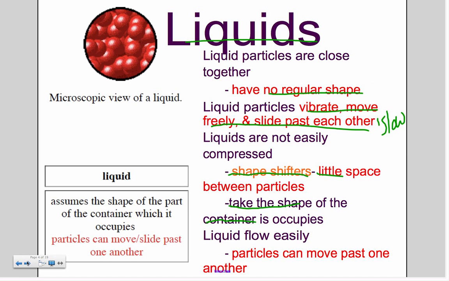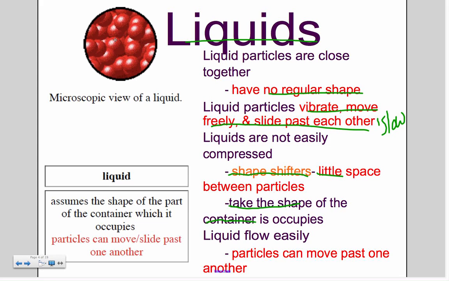All right, so liquids. The particles in liquids, if you notice in the picture, which we're drawing, are close together, but there's movement in between them. Liquids have no regular shape. The particles vibrate and move past each other, but slower. They're not easily compressed. If you blow up a regular balloon and then fill up the same size balloon with the same amount of water, you can squeeze the air balloon a lot more before it pops versus the water balloon.